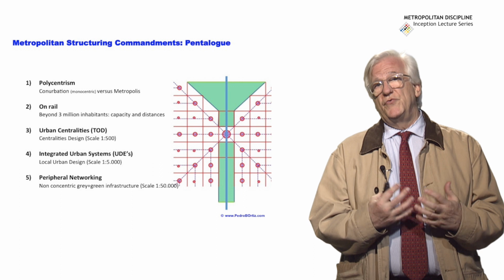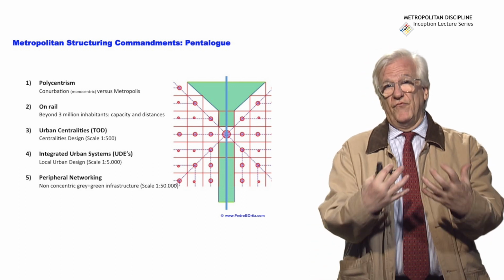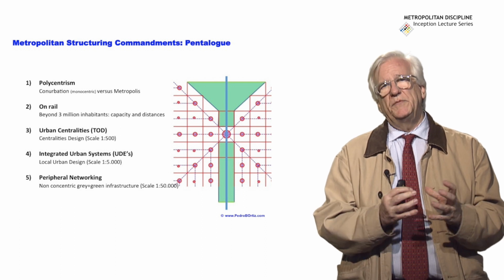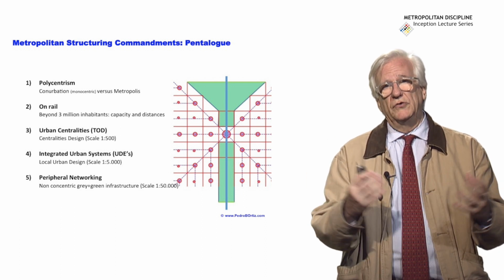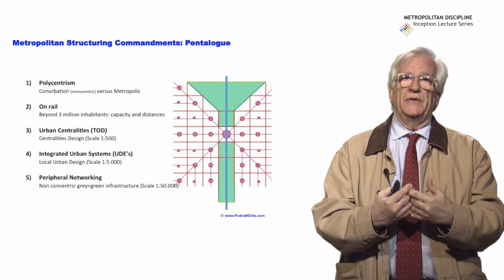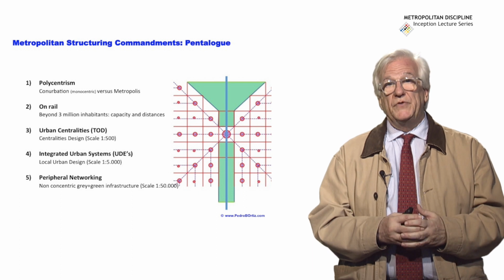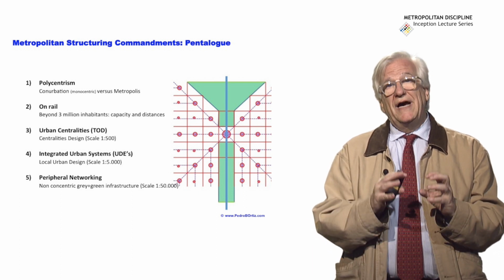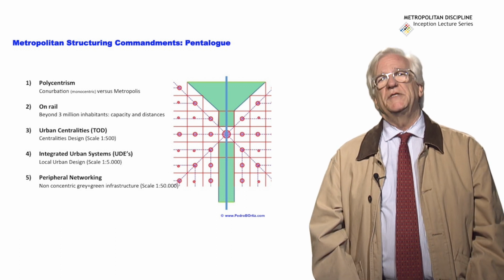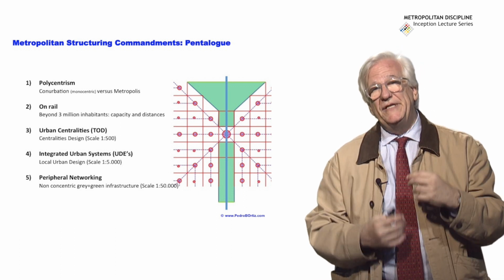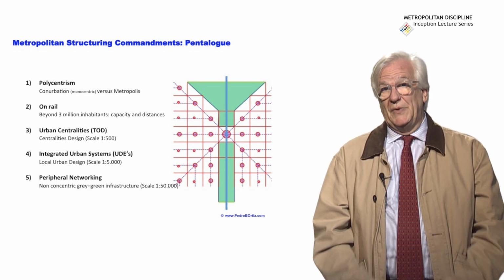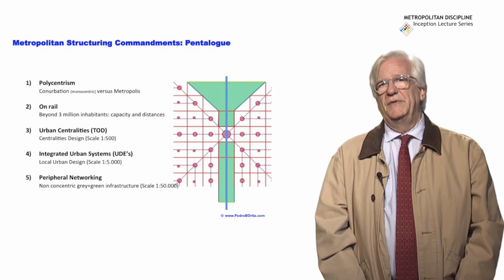Large metropolises beyond 3-4 million inhabitants really need rail, not only because of the capacity of mass public transport, but as well as speed. When you have to do long distances, you really need a transport that will be quicker than just buses. Then you have to have urban units, urban centralities, where those mass public transport systems provide the main accessibility, and many of the elements of metropolitan level services will be in those TODs, urban centralities.